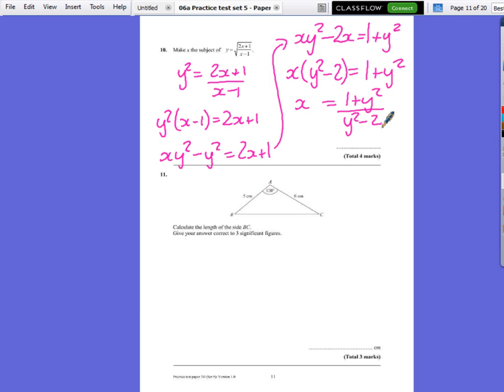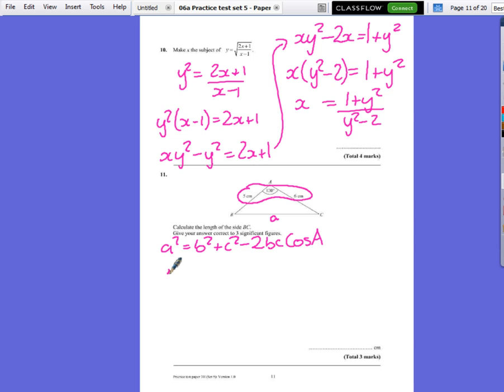Question 11. Calculate the length of BC. So BC is this here. I'm going to call it a. The reason I'm calling it a is because when we've got a side, an angle and a side together like that, we're going to be using the cosine rule. So the cosine rule is a squared equals b squared plus c squared minus 2bc cos A, where a is the side that we're after and big A is the angle opposite it, so the 120 degrees.